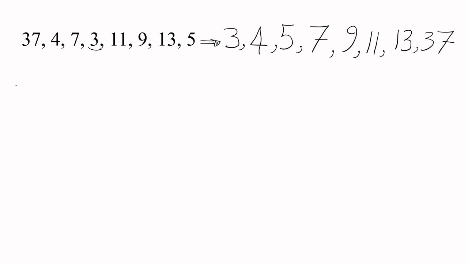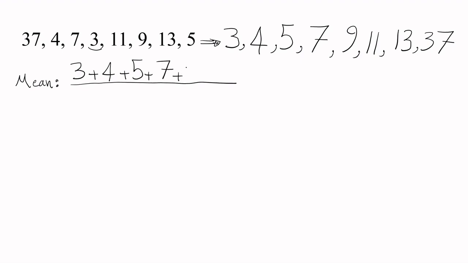Let's calculate the mean with each other. As I told you, for calculating the mean, you must add all the values with each other. So 3 plus 4 plus 5 plus 7 plus 9 plus 11 plus 13 and plus 37.